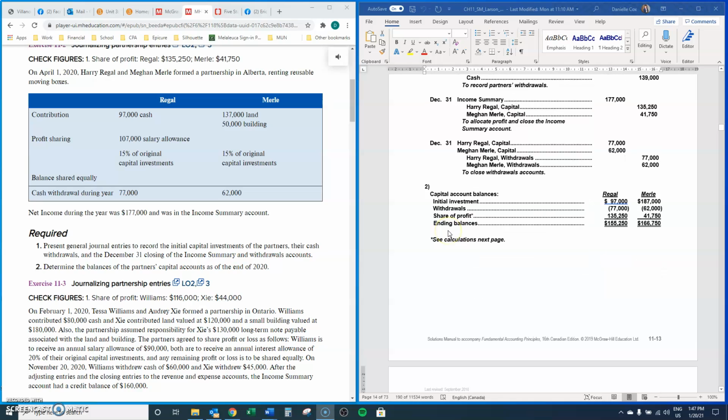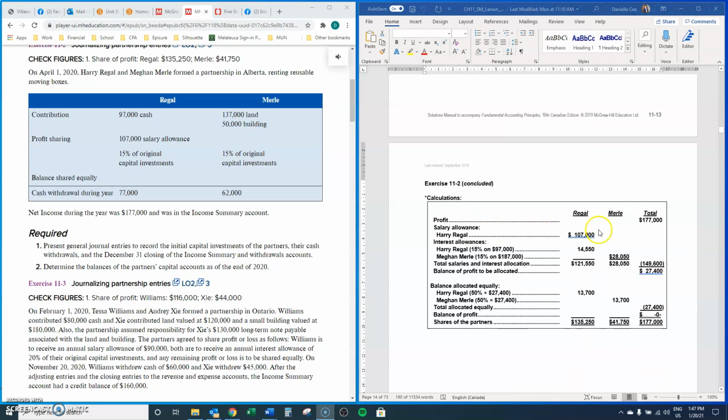So we're going to scroll on down. This shows you here the calculation. So there was $177,000. The first thing that happens is Harry gets his salary allocation of $107,000. That leaves $70,000 left over, and then they get 15% of their original capital investment.